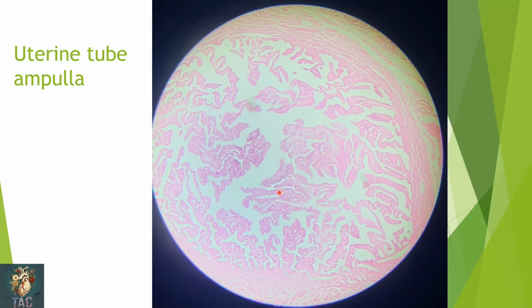So you can see folding of the mucosa, highly folded mucosa, but usually a complete lumen. There is one lumen, but this lumen shows branching because of the folding of the mucosa. And outer to this mucosa is the muscular layer and then the adventitia.